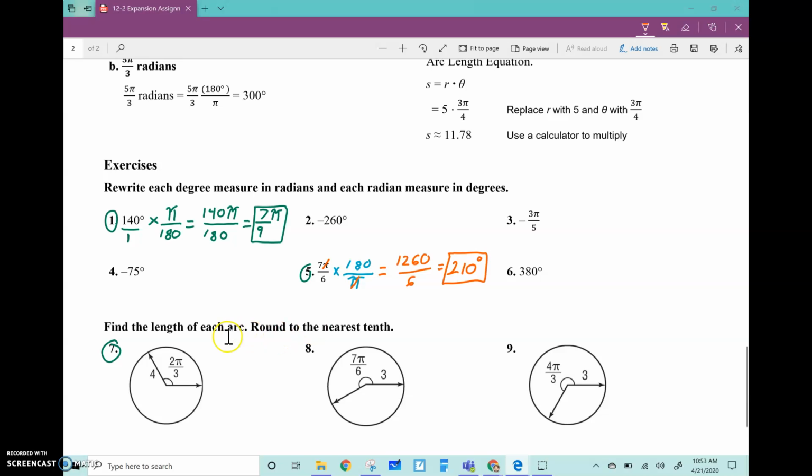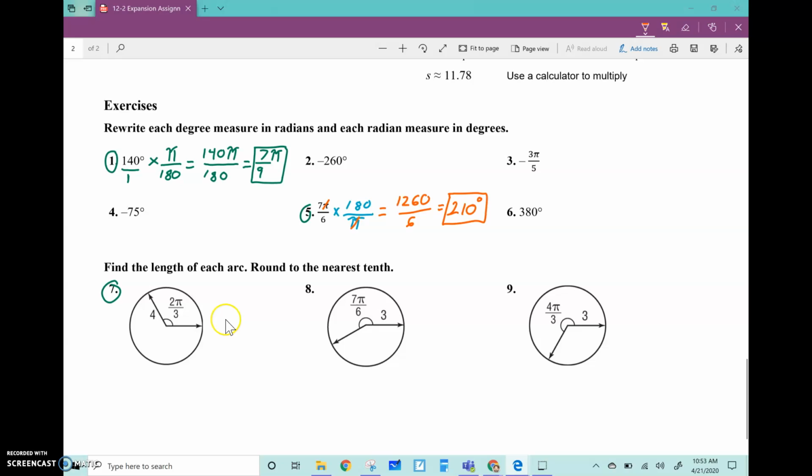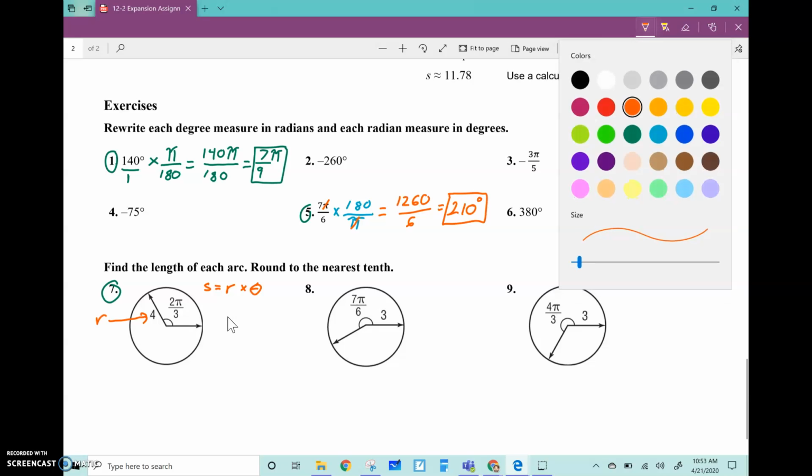Finding the arc length. We're going to use that equation that was provided to us, and that equation was S equals R times that central angle. Okay, so let's clear this up a little bit. We know that 4 is going to be our R. All right, so what we're going to do is just plug in that equation.